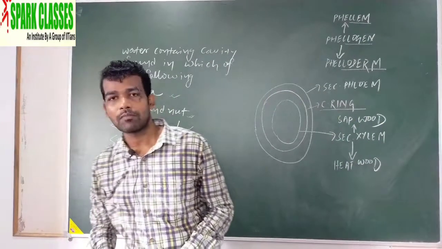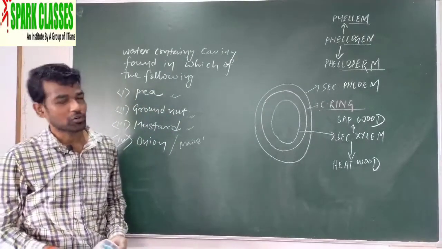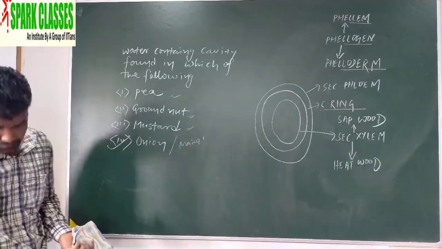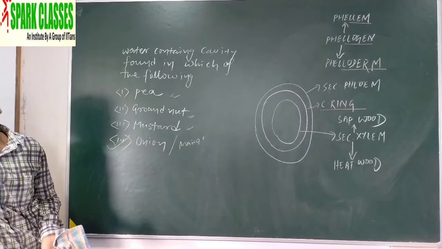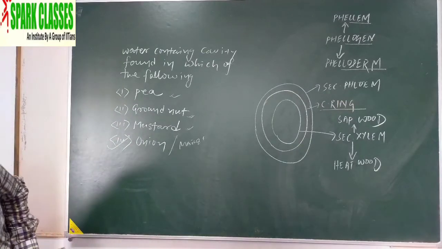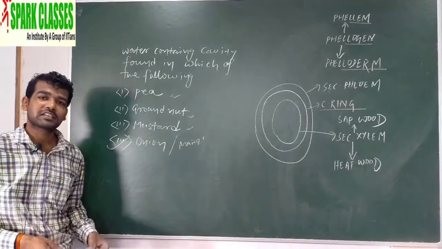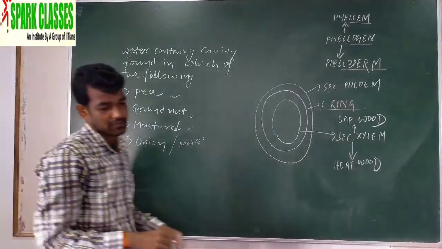With this, you have completed secondary growth and dicot and monocot stem. Now it is clear perhaps. Okay. With this, we have completed today's class. If you have any doubt, you can ask in the comment section. We will discuss in the next class.